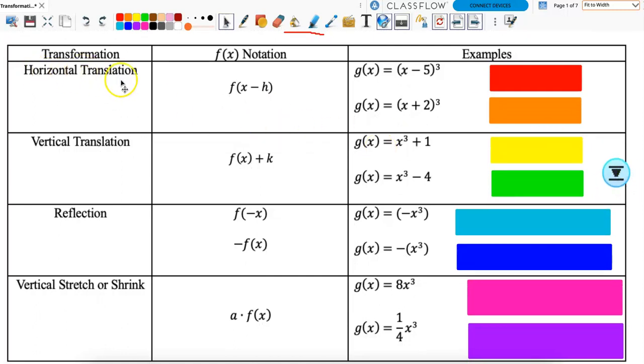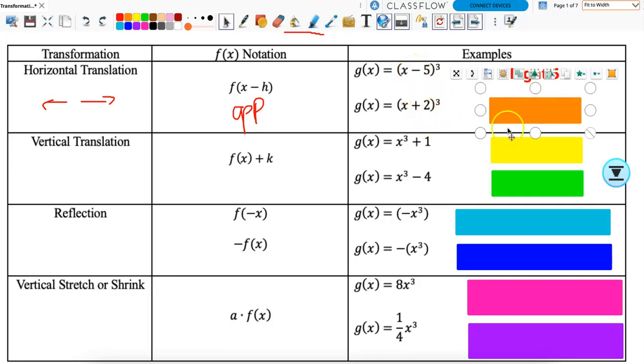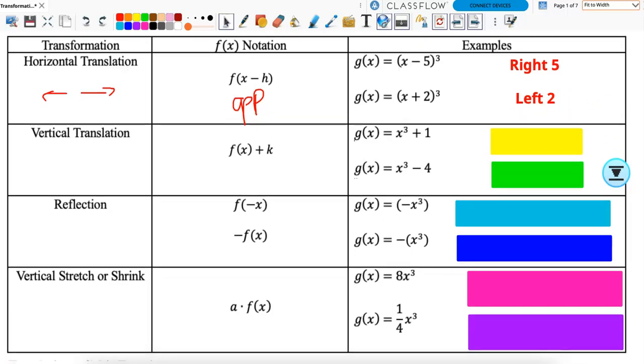The first thing, a horizontal translation. Horizontal is left to right. If you add a number in the parentheses of a function, that's going to move it left or right. Now this is the opposite of what you think. If I put a -5 in my parentheses, you would think it would go to the left, but it is actually going to go to the right because the opposite is happening. If you put a plus on the inside, that's actually going to move it to the left. So that's what you saw in your Desmos activity.